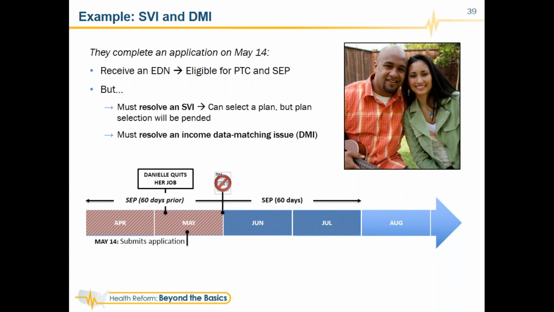In their eligibility determination notice, they are told that they're eligible for premium tax credits and an SEP to enroll in coverage. However, they also run into a few snags. They need to resolve an SVI, that SEP verification issue, by proving that they lost other coverage and are actually eligible for this SEP. And they also need to resolve a data matching issue and prove their income estimate for this year. Note that this DMI clock, the 90-day DMI clock, starts when they submit their application.